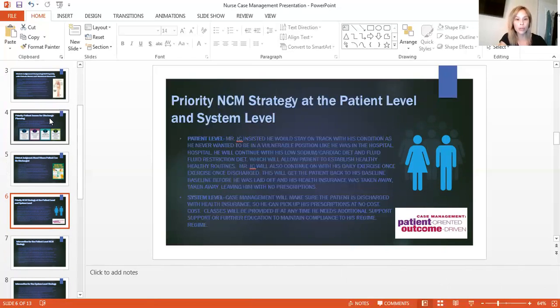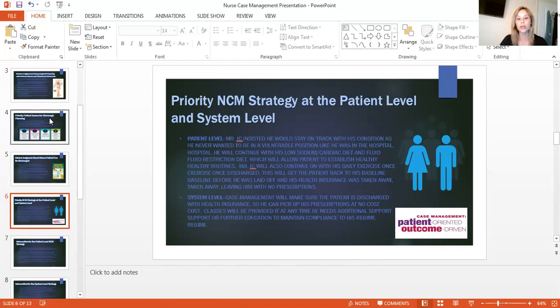So at patient level, Mr. JC insisted that he would stay on track with his condition. He felt very vulnerable in the hospital and never wanted to come back again. So he says that he will continue with a low sodium cardiac diet and fluid restriction, which will allow the patient to establish a healthy routine. Mr. JC will also continue on with his daily exercise once he's discharged.